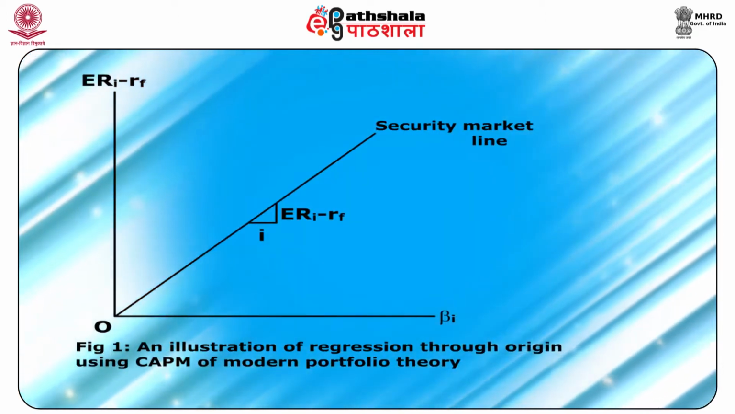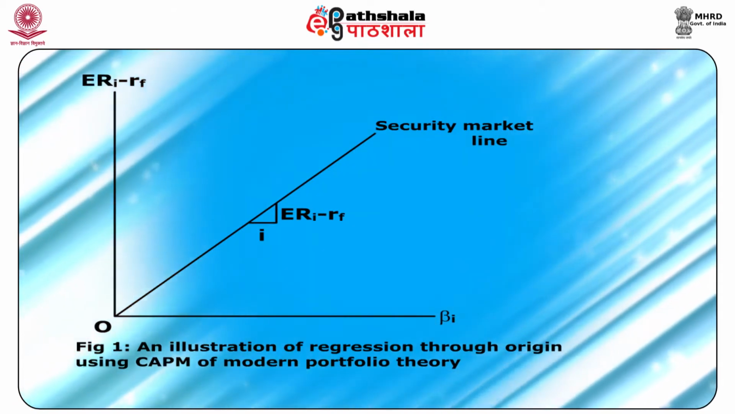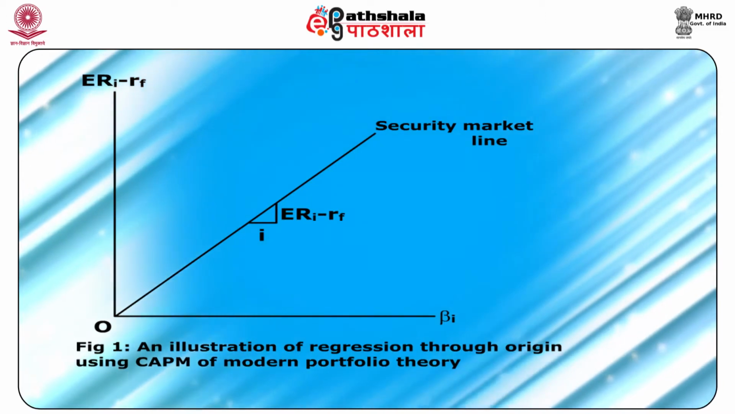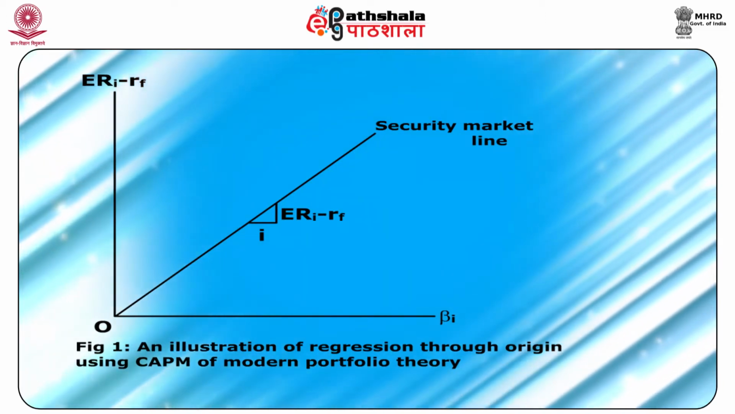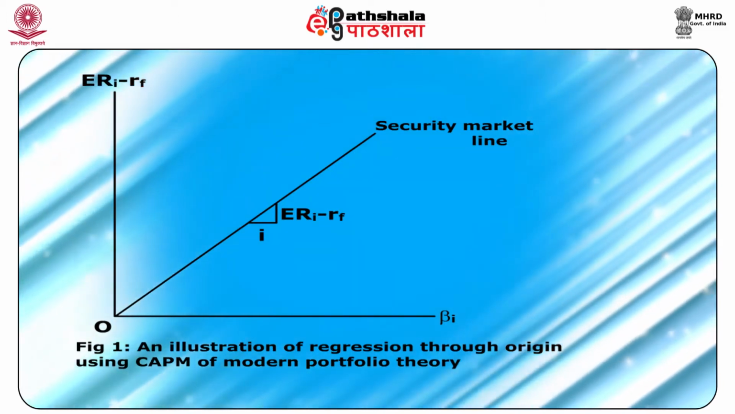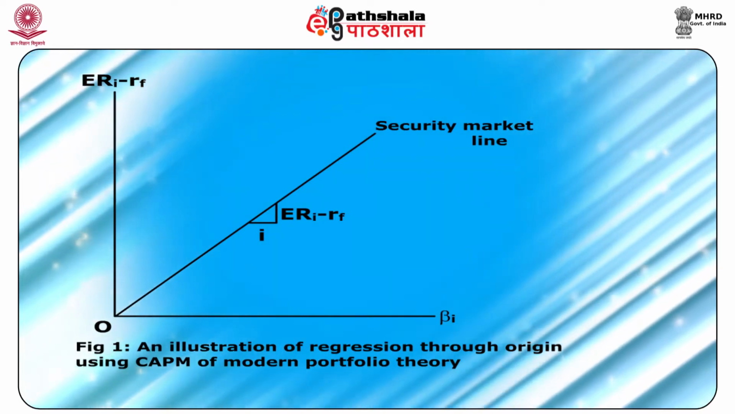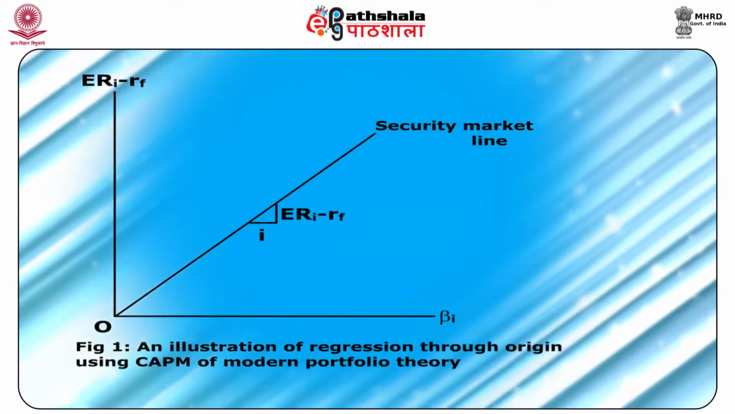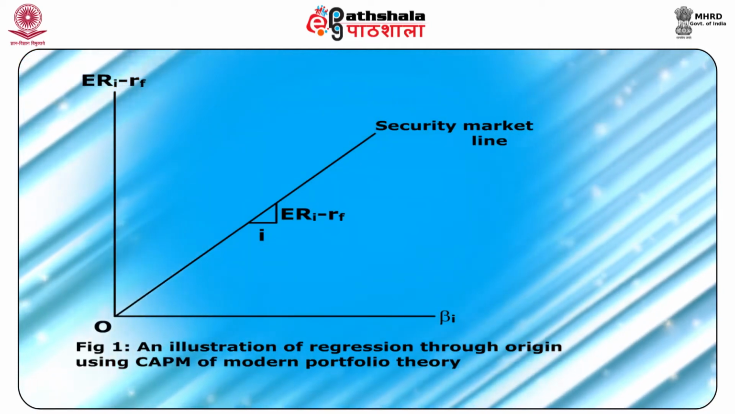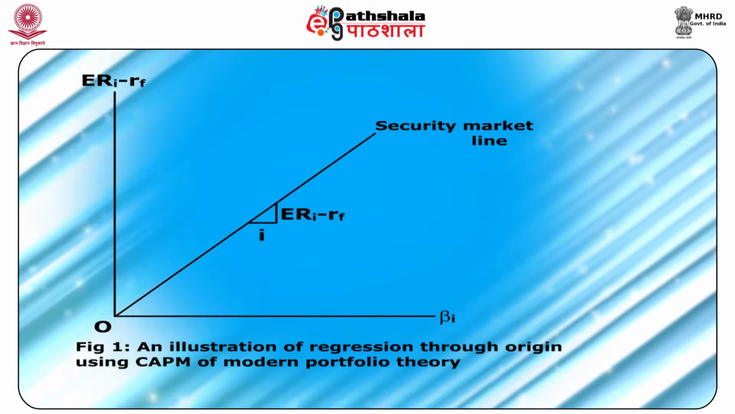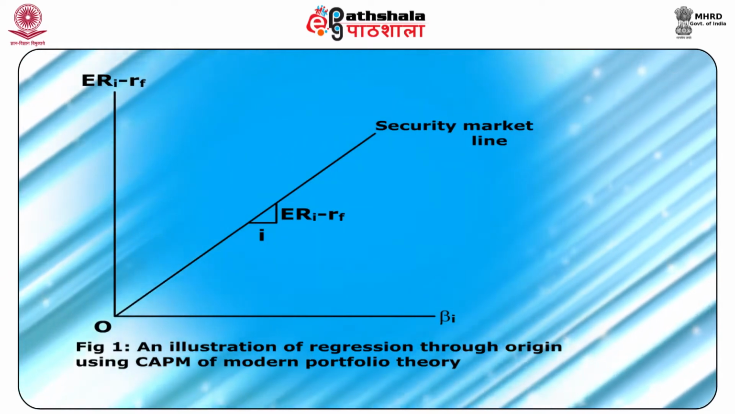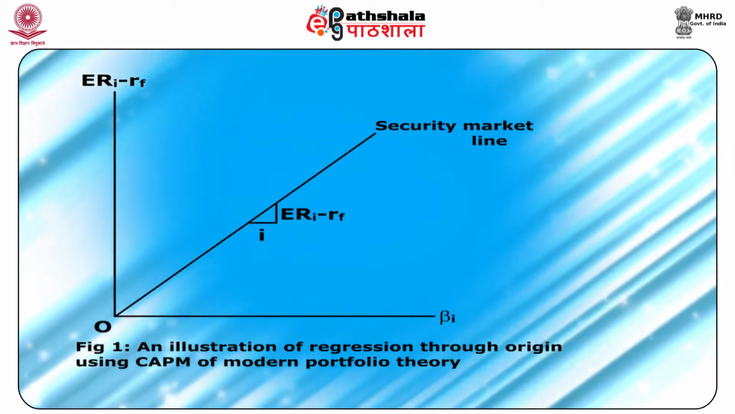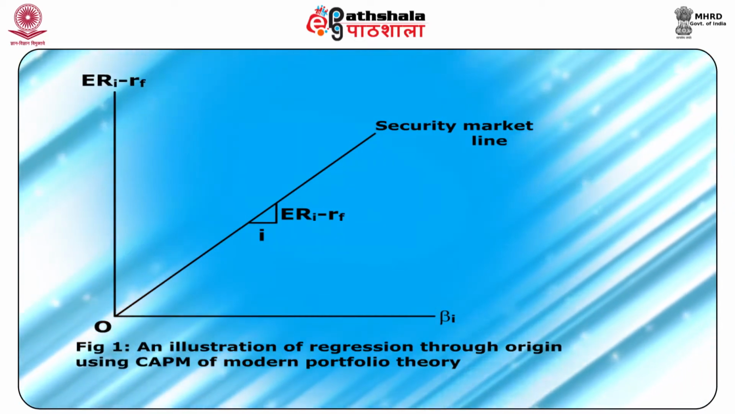Now the same relationship can be depicted through the diagram, and you can see we have on the x-axis beta i, and on the y-axis we have ERi minus Rf. And you can see that the line, which is the security market line, passes through the origin, and the slope is nothing but ERm minus Rf. And this is the illustration of the CAPM model which is given in our diagram.